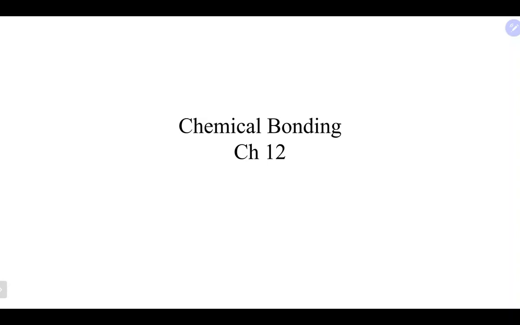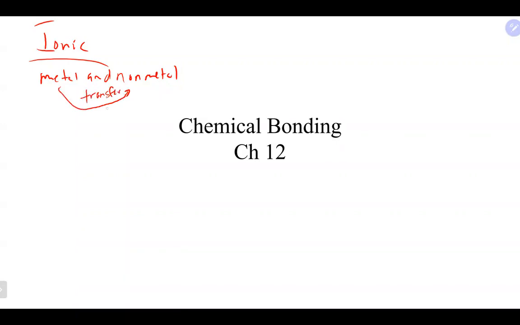So we're going to get into chapter 12 here, which is chemical bonding. And we're going to talk about really the two types of bonding in this chapter here. We'll talk about ionic bonding, which is always between a metal and a non-metal. And pretty much always when you have a metal and a non-metal together, what will happen is basically the metal will transfer its electrons over to the non-metal.